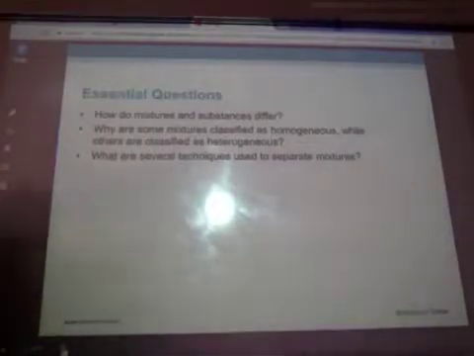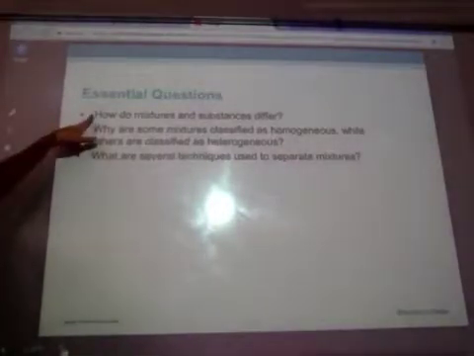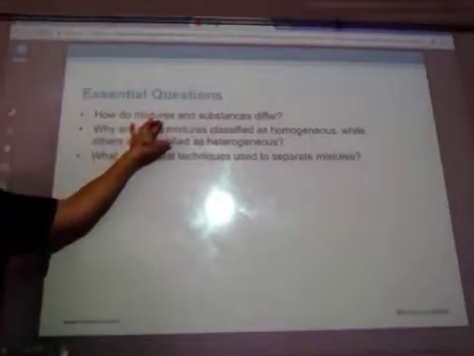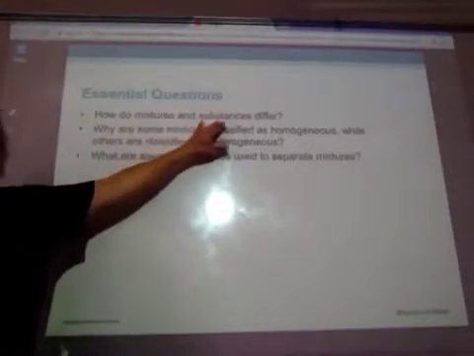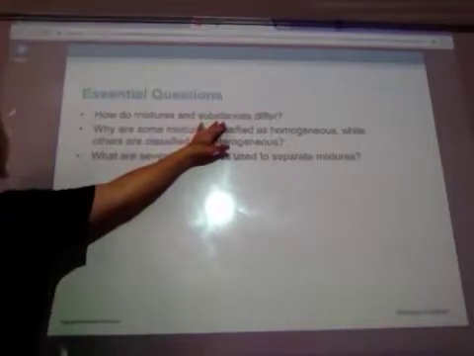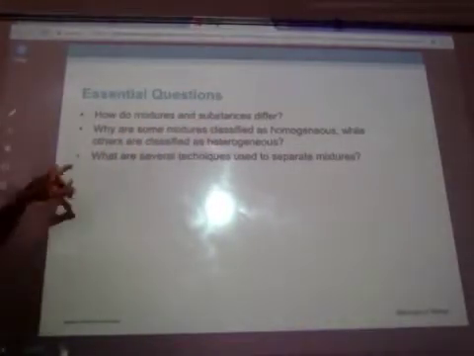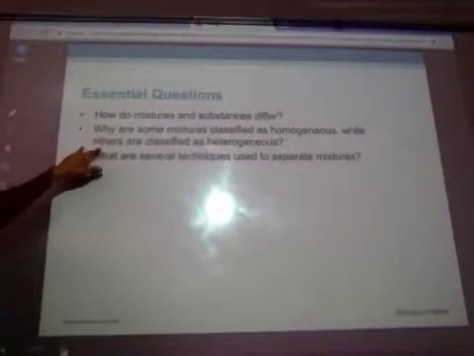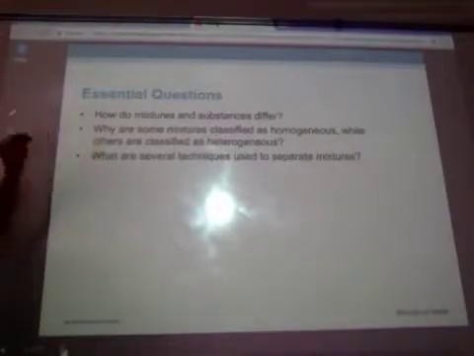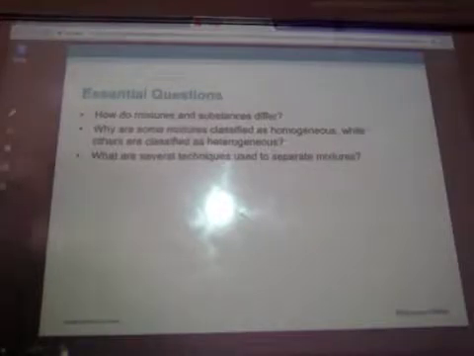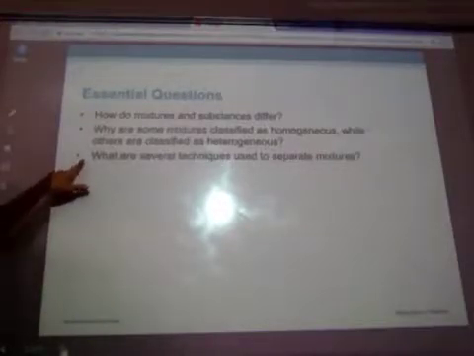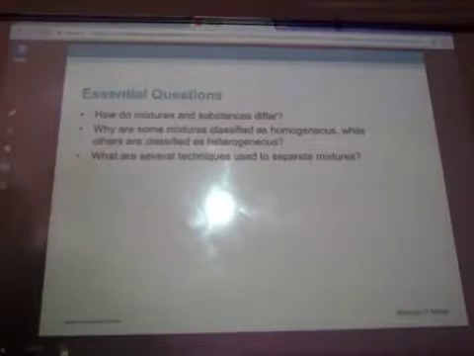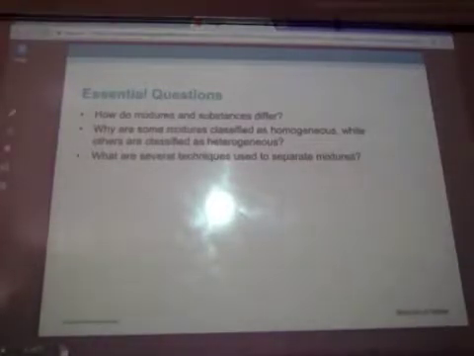So questions that you should know the answers to at the end. How do mixtures and substances differ? Mixtures, like I said, are physical. Substances, a compound, is going to be chemically combined. Why are some mixtures classified as homogeneous? Some are classified as heterogeneous. What's the difference between them? And then how do we separate these mixtures? What methods are used for separating different kinds of mixtures?